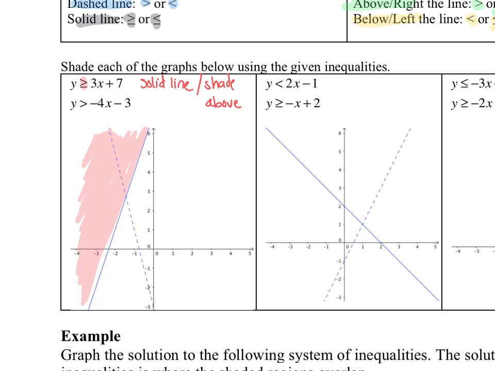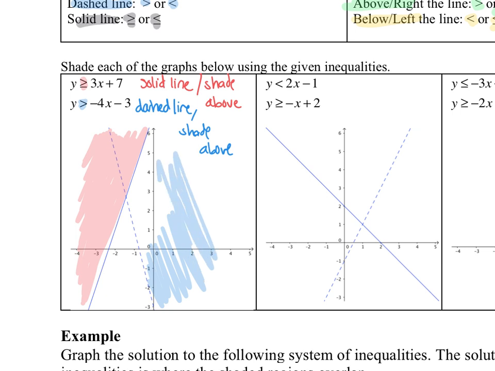Then if I look at my next inequality, I have y is greater than negative 4x minus 3. Since it is greater than, I know that this is my dashed line, and it's also greater than, so I'm also going to shade that one above. That one should be shaded above as well because of the greater than symbol. So all of the things that are shaded above this line would be all of these things over here.